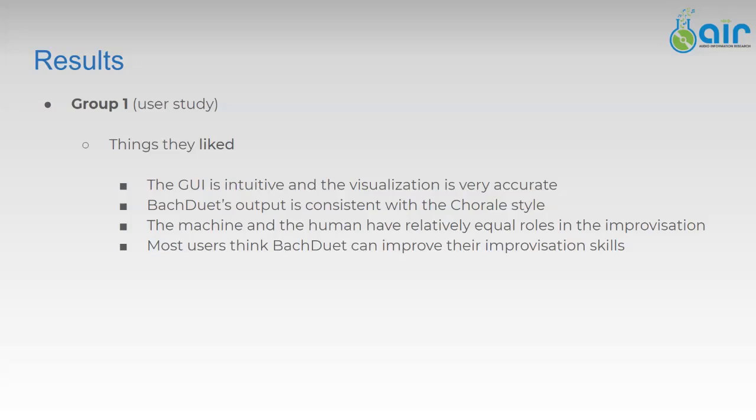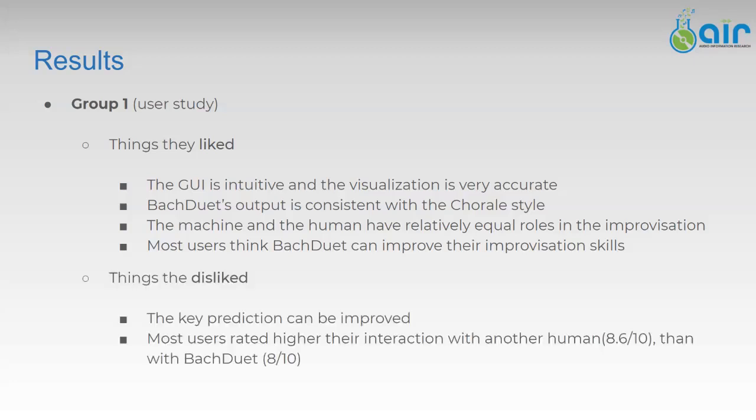As for the use of BachDuet as an educational tool, most of the users were positive, especially if we could improve the system by including a real-time mistakes detector, for example, for voice leading mistakes, which could provide the users with feedback in order to improve themselves. However, most of them felt that the key prediction needs to be improved, and also most users rated their interaction with the other human higher than with BachDuet.